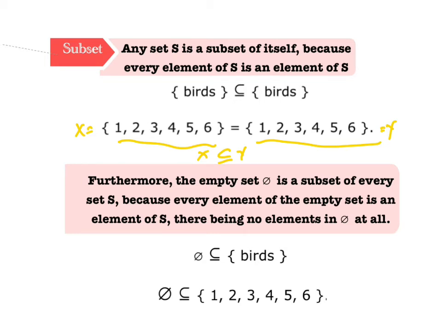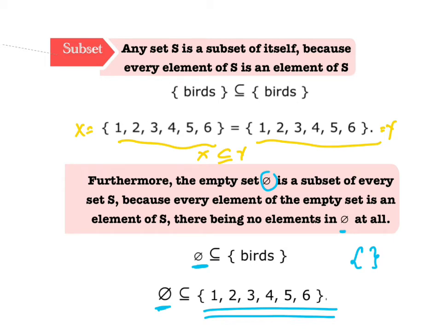Furthermore, the empty set, in the symbol this one, is a subset of every set S because every element of the empty set is an element of S, there being no elements in the empty set at all. So, we have here, this symbol is a subset of birds. It can also be written with this symbol or with empty braces. Another, the empty set is a subset of the set 1, 2, 3, 4, 5, 6.